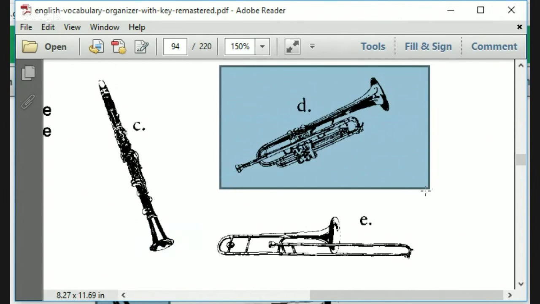Okay, moving on. D. D is a trumpet. Trumpet, right? That's right. Trumpet. There's a simpler version of a trumpet. It's a little simpler. It's called a bugle. Used in the military.